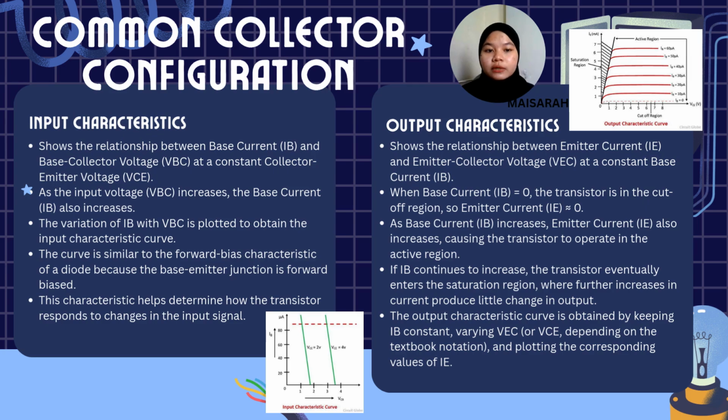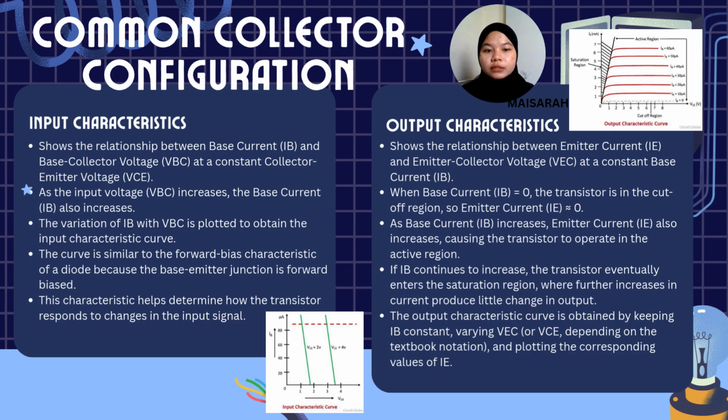It illustrates the relationship between the base current IB and the base collector voltage VBC, while keeping the collector emitter voltage constant. As the input voltage increases, the base current also increases. This behavior is similar to the forward bias diode because the base emitter junction is forward biased.